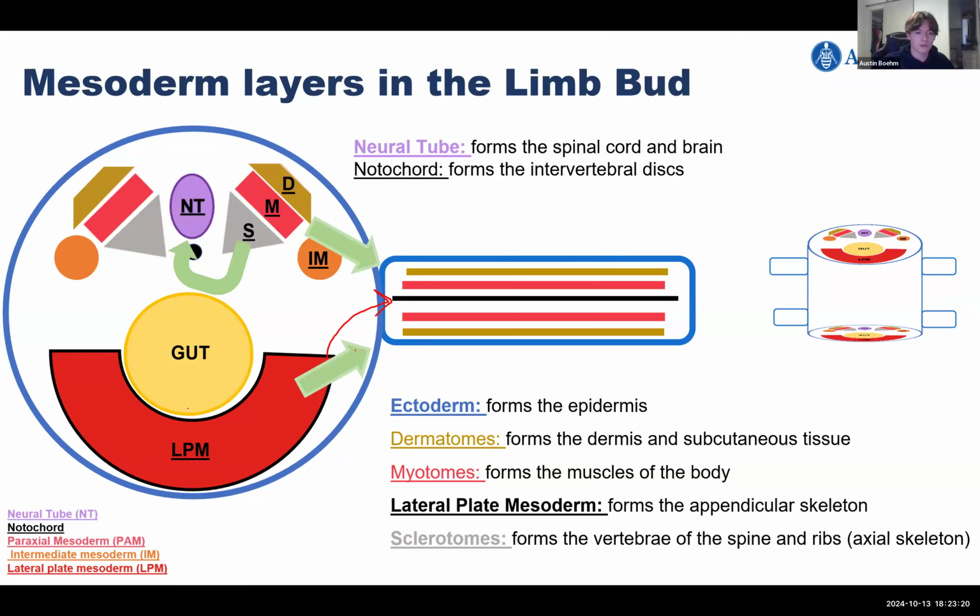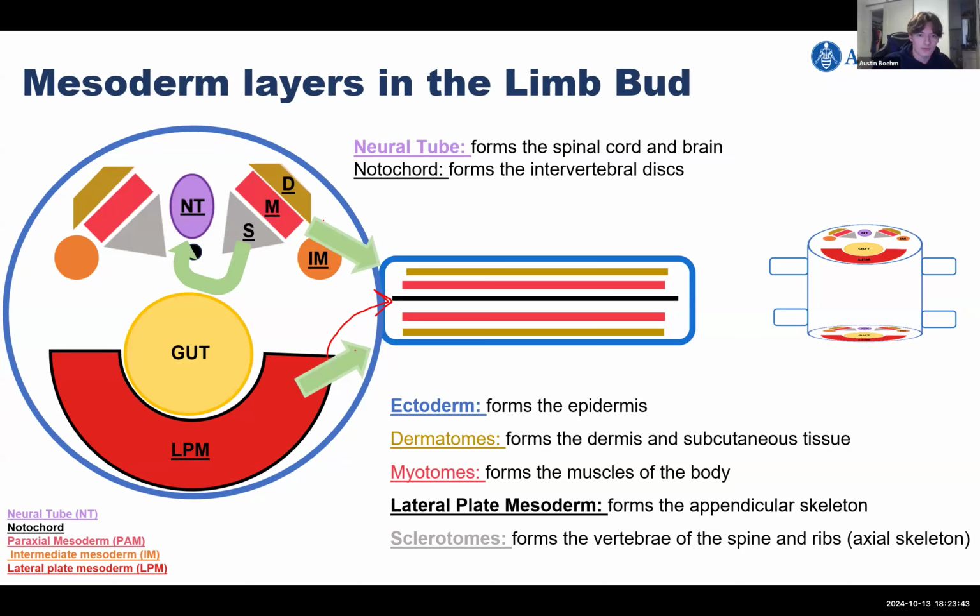But if you think about earlier, back at the start, how we had that lateral folding of the embryo, that's the reason why this is called the lateral plate mesoderm. It used to be out on the sides, but when we had that lateral folding, that brought them together, and now it's kind of anterior or towards the front, or the ventral side.